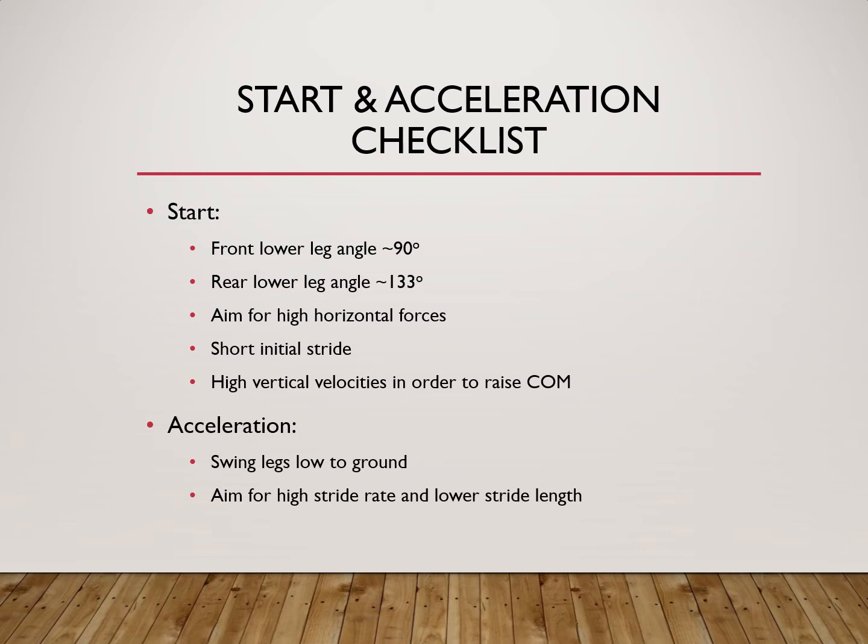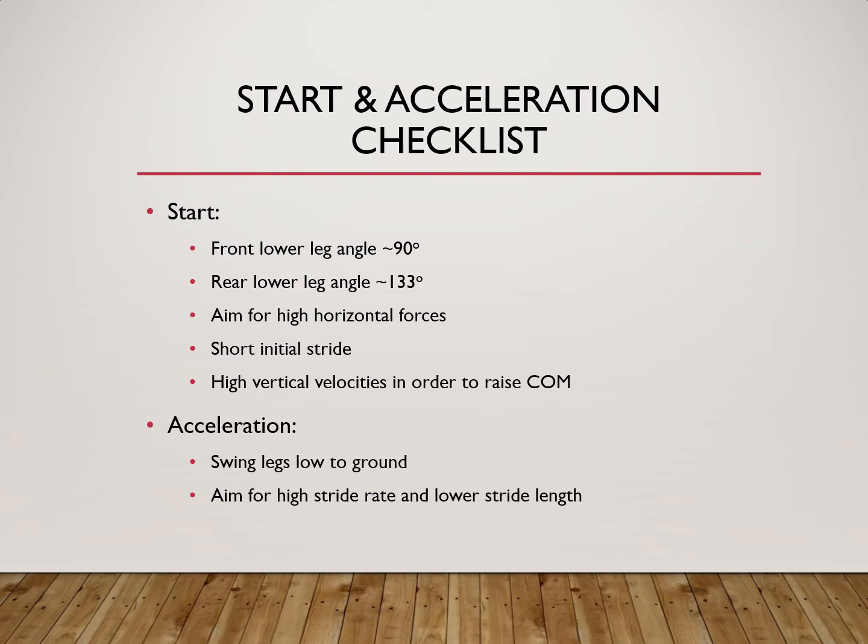If you remember from the last session, during the initial start from a sprint, from a block start for example, there was a straight line from the shoulder down to the ankle. So we're trying to go from a more horizontal position into a vertical position gradually. There's a higher horizontal force at that initial start point when we start running.